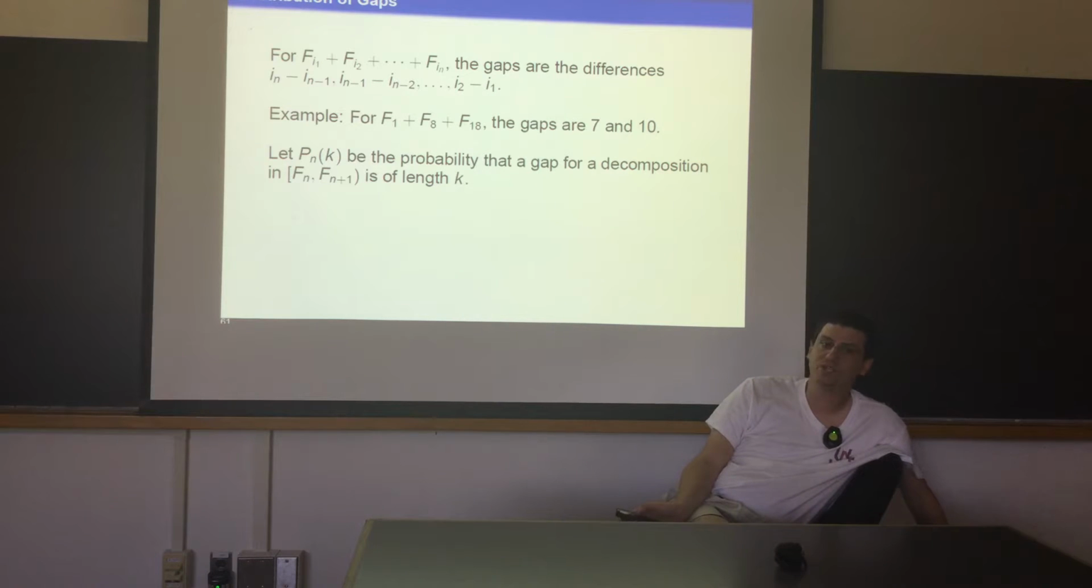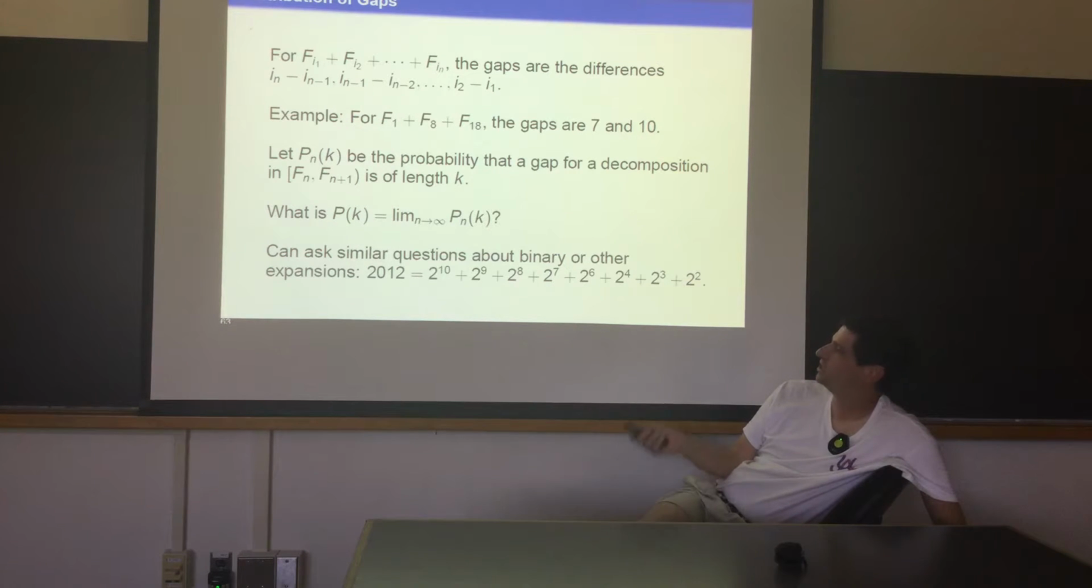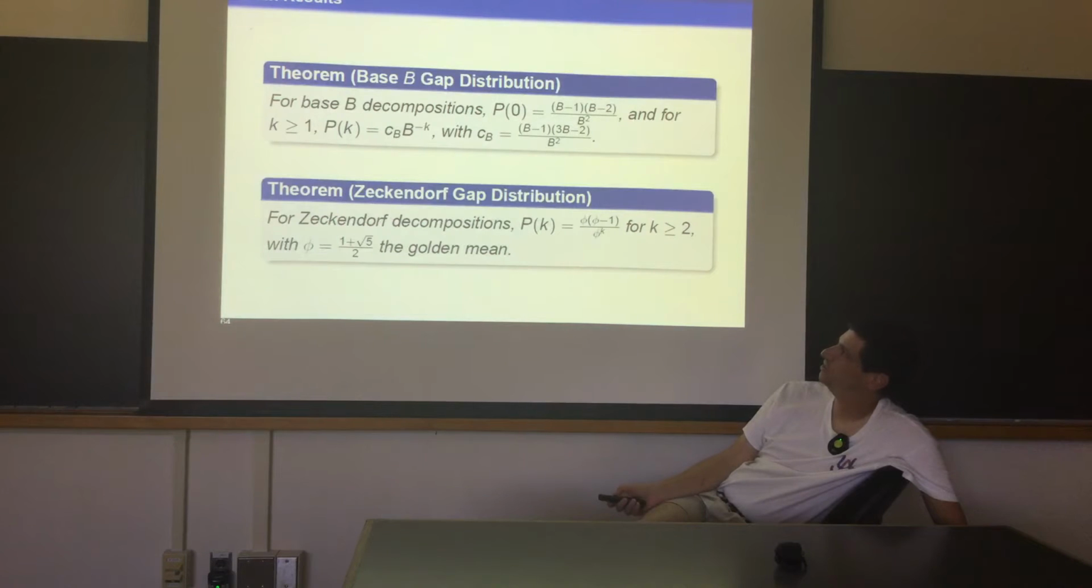I'm implicitly assuming that things converge. Is it possible that things don't converge? Yeah. So you have to show that things converge. And so the question is, does the limit exist? And if so, what is the value? You can ask similar questions about other relations. You could ask it about binary decompositions.